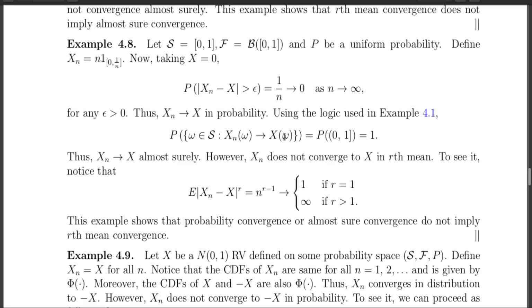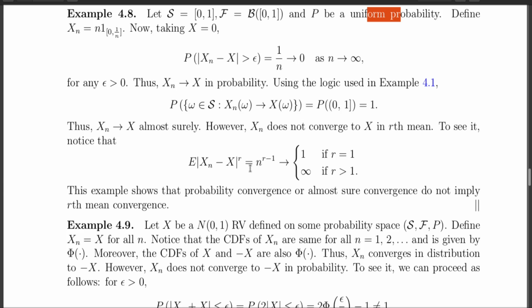Xn omega converges to 0, and that's why the probability of the collection of omega where Xn omega converges to X omega, which is 0, is the same as the probability of the interval (0, 1]. And that probability is 1 because we are talking about the uniform probability. So for this example, we have almost sure convergence, which in turn means convergence in probability is also there, but the rth mean convergence is not there. So this example shows that almost sure convergence does not imply rth mean convergence in general, and probability convergence does not imply rth mean convergence in general.